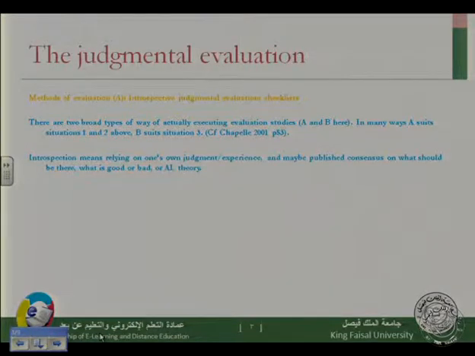the definition of introspective. Introspection means relying on one's own judgment, experience, and maybe published consensus on what should be there, what is good or bad, or language acquisition theory. So this is introspection. Either you rely on your experience because you are experts in the field, or you have some good experience to enable you to judge, because not everyone can judge. You need to have some experience, knowledge, expertise. Or maybe you would rely on literature or other textbooks to judge the suitability of the software. Or sometimes you rely on SLA, second language acquisition theories. So this is introspection.